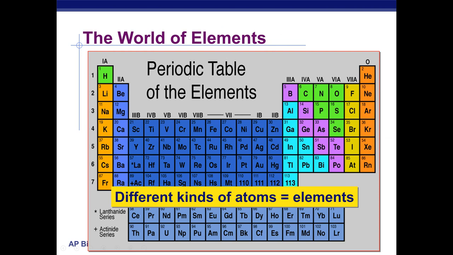So here is the periodic table of elements with all the different kinds of atoms that exist, whether we created them or whether they exist naturally. So these are our elements. Now you know the ones in green: hydrogen, carbon, nitrogen, oxygen. CHON here, CHON, those are the 4 elements that make up about 95% of you. You are 95% carbon, hydrogen, oxygen, and nitrogen.